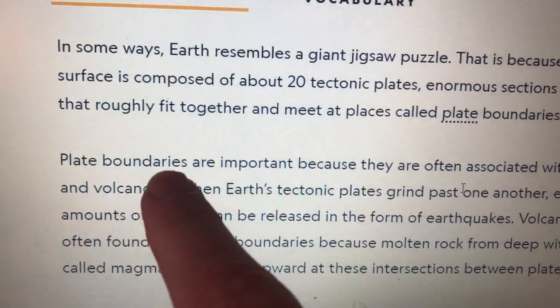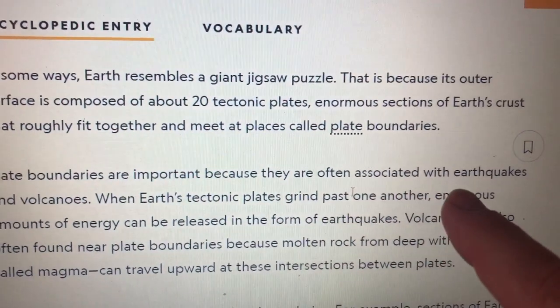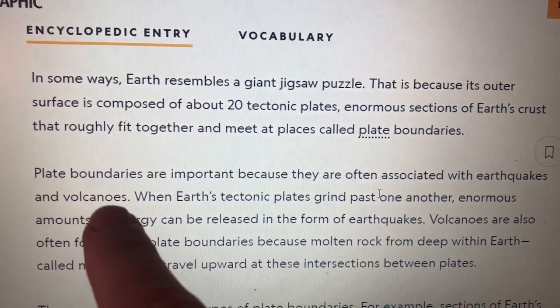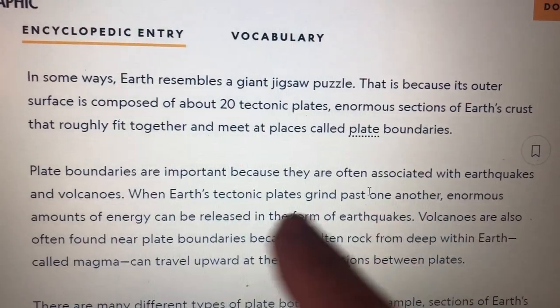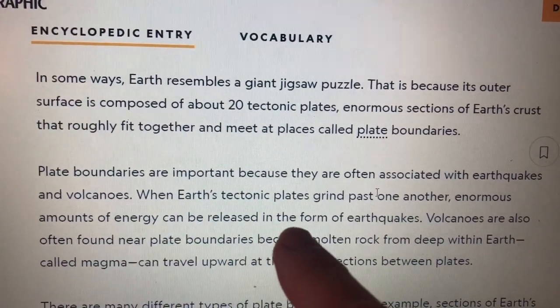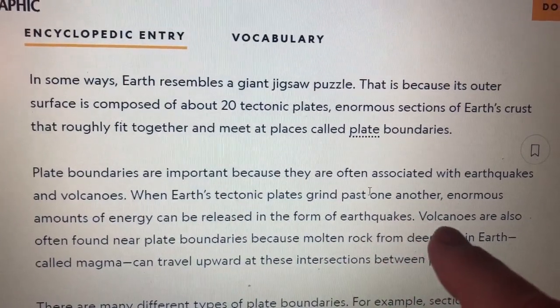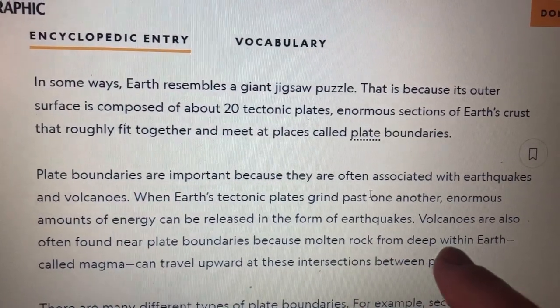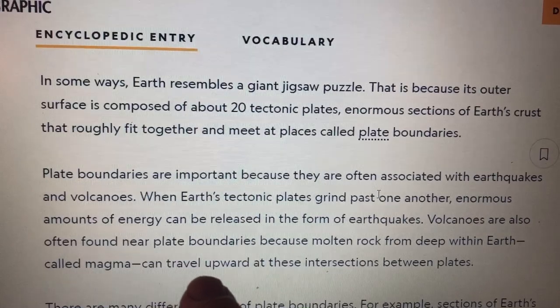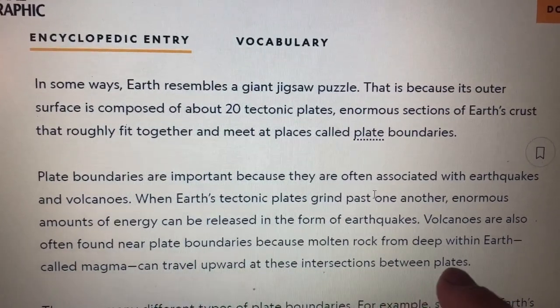Let's continue. Plate boundaries are important because they are often associated with earthquakes and volcanoes. When Earth's tectonic plates grind past one another, enormous amounts of energy can be released in the form of earthquakes. Volcanoes are also often found near plate boundaries because molten rock from deep within Earth, called magma, can travel upward at these intersections between plates. So take a moment to read that paragraph again on your own. That is extremely important to today's lesson. In fact, the target for today's lesson is in that paragraph. So read it one more time by yourselves and then we will continue reading together.